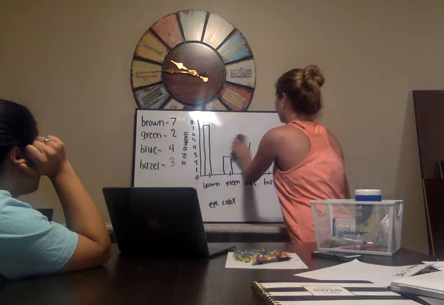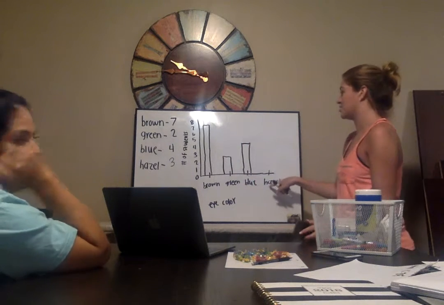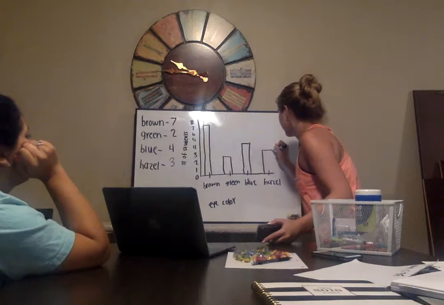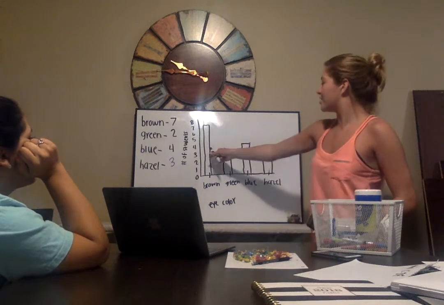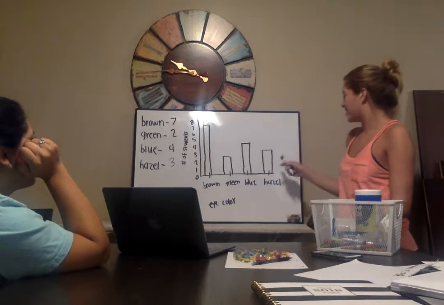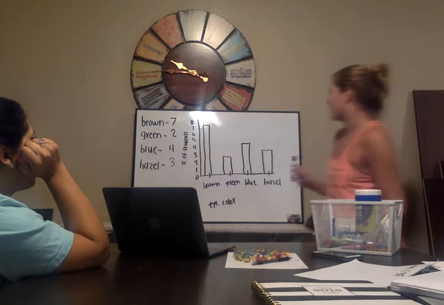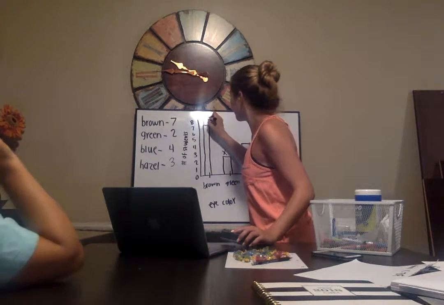I'm going to do a little bit more than 4. Okay, and then we'll go to hazel. There was only 3 of them. So most of our students had brown eyes, and the least were green. Green. Good job. Least, most. Okay, so that was our second example.